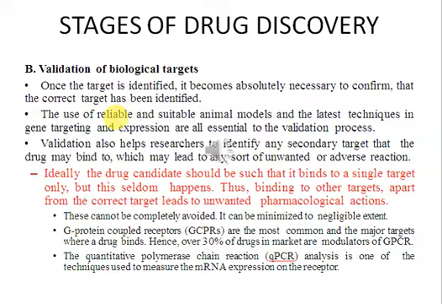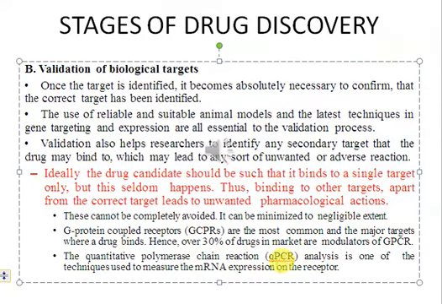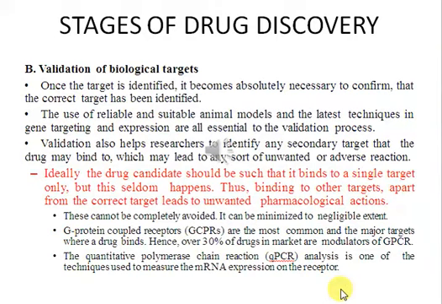Right? So when we have to check whether the drug is binding to the receptor or not, or if it's binding to more than one receptor, then we carry out the quantitative polymerase chain reaction. This is known as qPCR. It is one of the techniques used to measure the messenger RNA expression of the receptor. So by this technique, we can check whether the drug is binding with the receptor or not, or whether the drug is binding to more than one receptor.